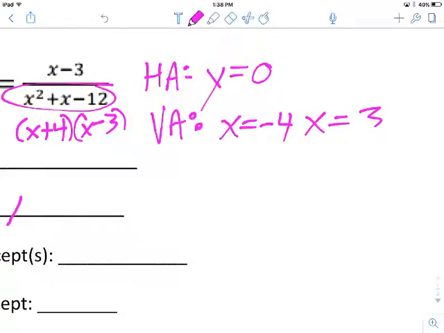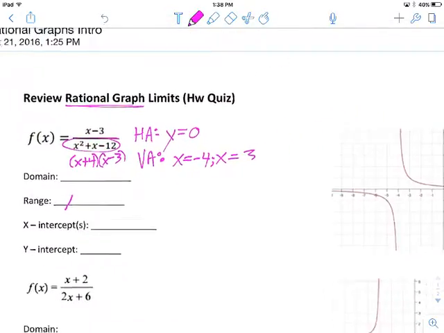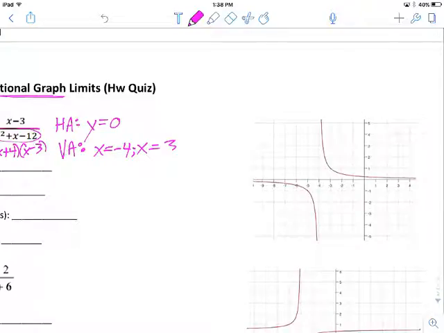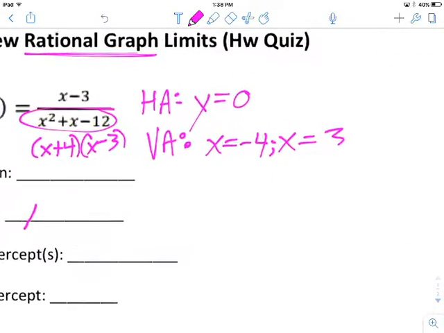And I think we even mentioned this yesterday. So that's our first assumption. That's what we usually write. We get all excited. And then you look at the graph, and there's only a vertical asymptote at negative 4. So what's up with x equals 3? I don't see a vertical asymptote.